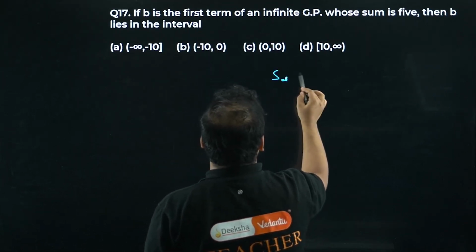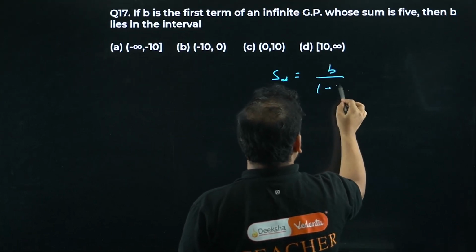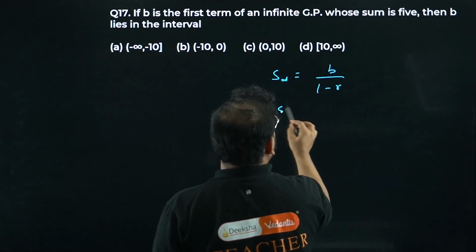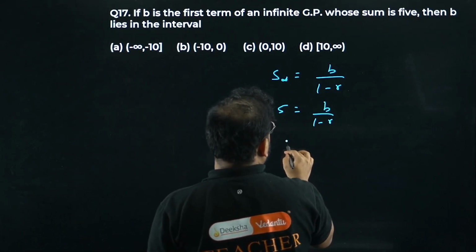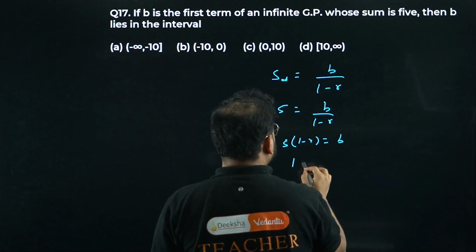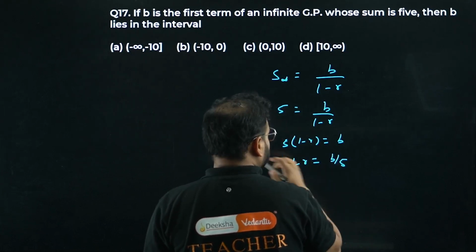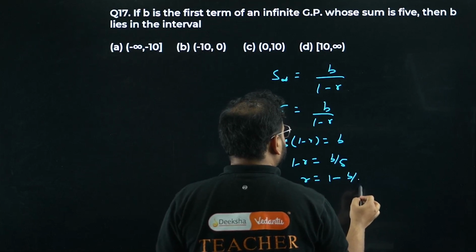Saying S infinity is given, first term is B, right? So B upon 1 minus R. What is this given as? 5. So 5 equals B upon 1 minus R. Please check from here. I can get 5 into 1 minus R equals B. From here I get 1 minus R equals B by 5. From here I get, please check, R value equals 1 minus B by 5.